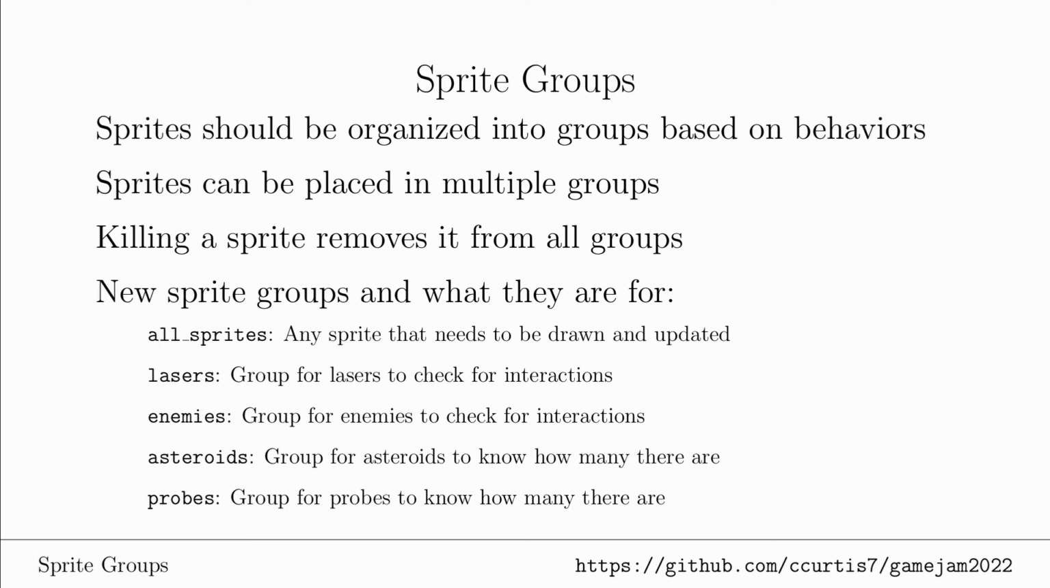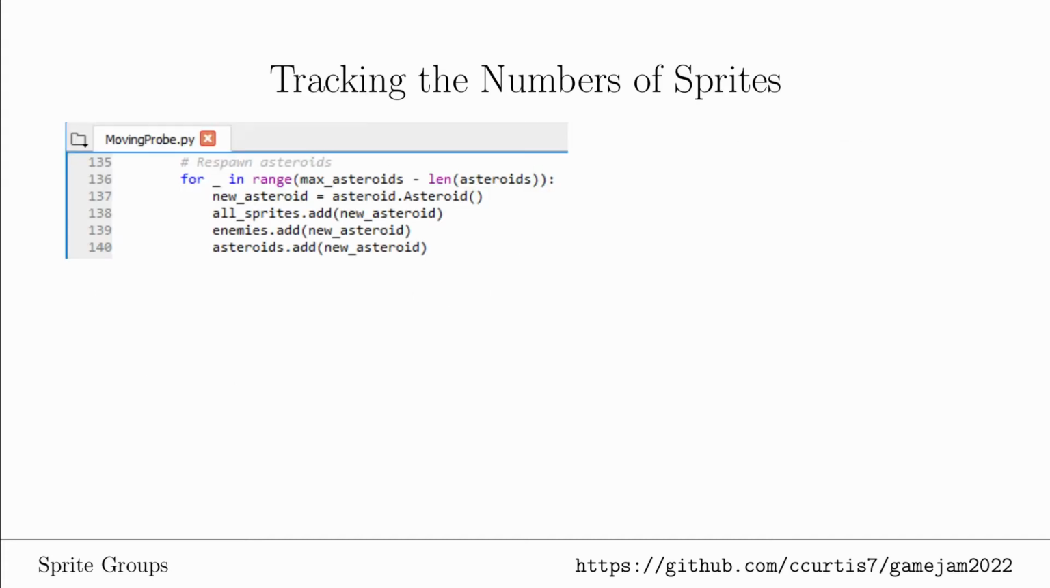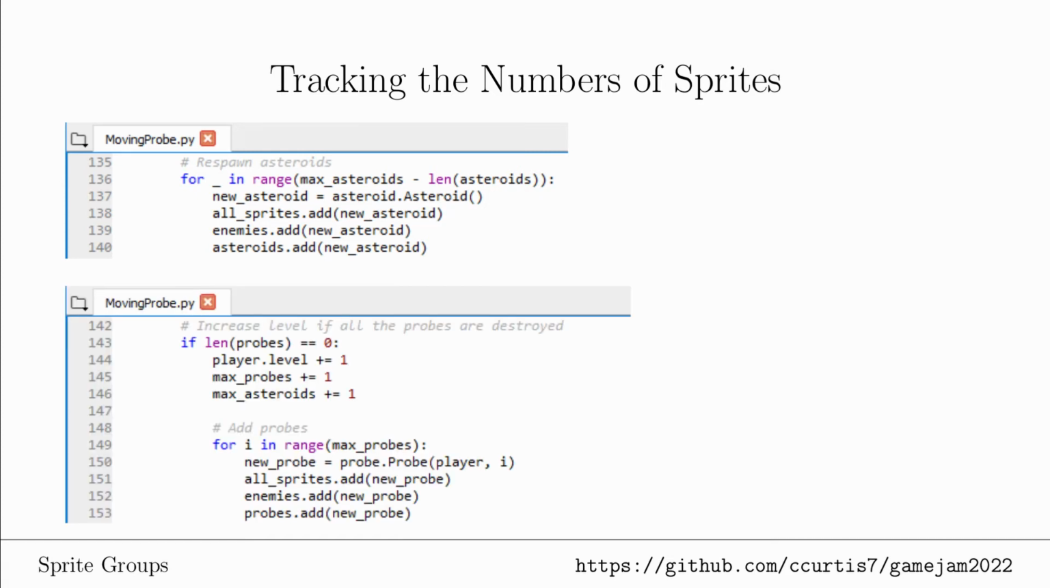The last two groups are specifically for the asteroids and the probes. These groups will help us keep track of the number of those objects that are in the game at any given time. For the asteroids, we have a piece of code that will keep spawning new ones so that there's a constant number at all times. For the probes, we're going to start with a certain number, and when this number gets down to 0, we will go to the next level and spawn a new set of probes.